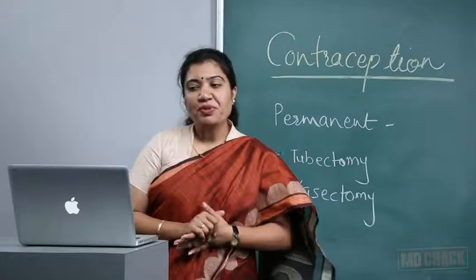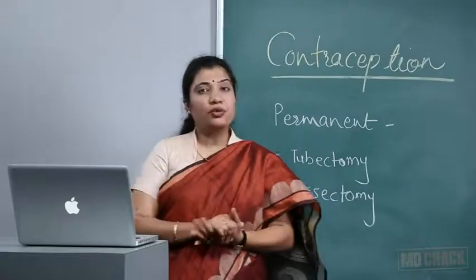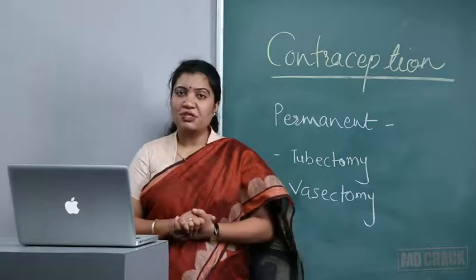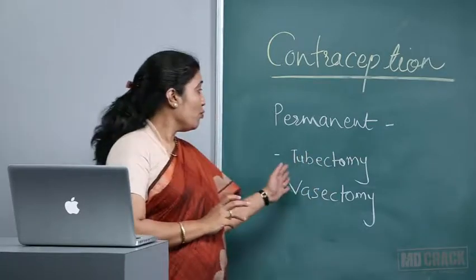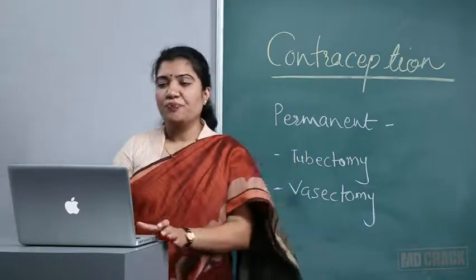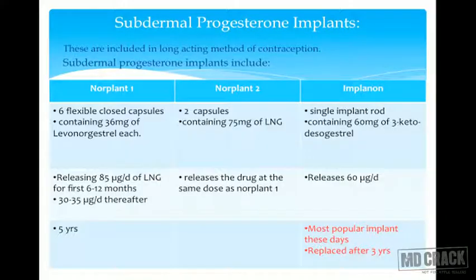Welcome back, friends. Let's finish the last type of temporary method of sterilization, that is implants, and then we'll move on to the permanent methods of sterilization. Subdermal progesterone implants: Norplant 1, Norplant 2, Implanon. Norplant 1 has 6 rods, Norplant 2 has 2 rods, and Implanon is a single rod. They release LNG. The most popular implant nowadays is Implanon, and it can be replaced after 3 years.